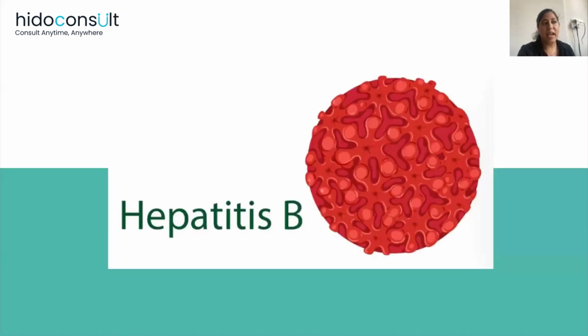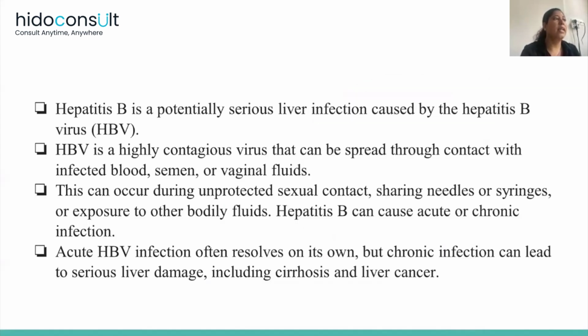So now, as per our topic, we will be discussing more about hepatitis B and C, as they are transmitted through sexual contact. So what is hepatitis B? Hepatitis B is a potentially serious liver infection caused by the hepatitis B virus, that is HBV. HBV is a highly contagious virus that can be spread through contact with infected blood, semen, and vaginal fluid. It can occur during unprotected sexual contact, sharing needles, syringes, or exposure to other bodily fluids.